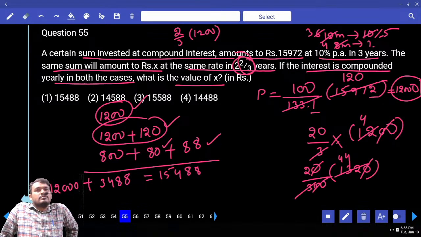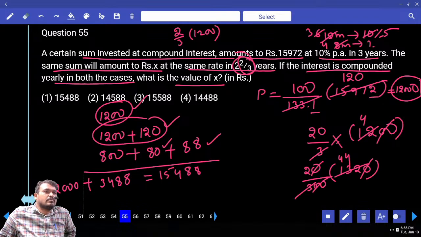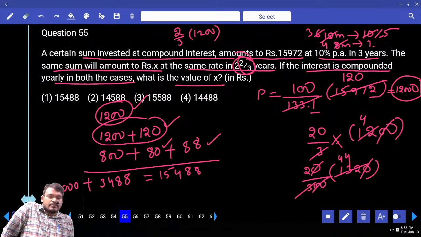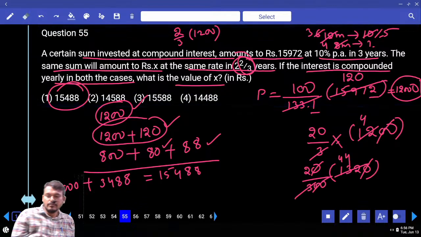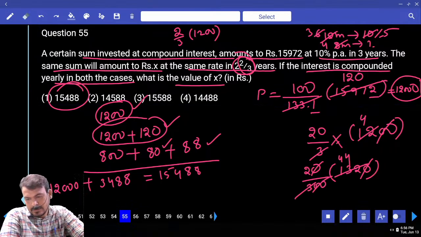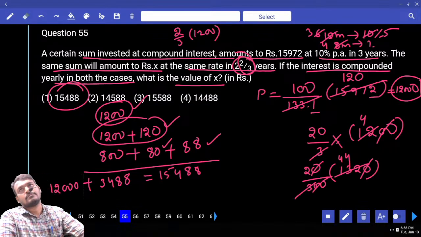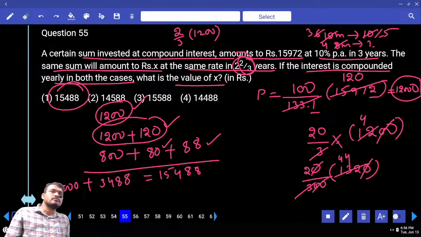Without writing all this, take the 11 multiple. How many options are 11 multiples? First option is an 11 multiple. Second option, no. Third option, no. Fourth option, no. Then the answer is the first one. The answer is an 11 multiple. How many options? Only one.